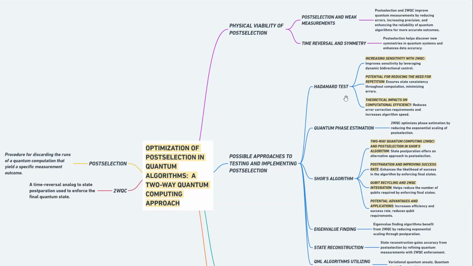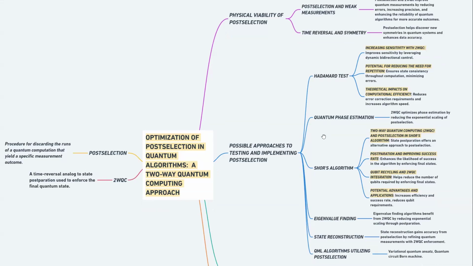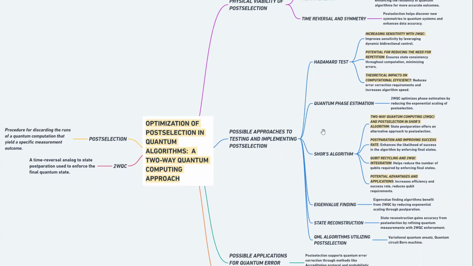Postparation could allow quantum states to be more precisely controlled during both preparation and measurement, minimizing errors and reducing the need for repetition. This enhancement in sensitivity could lead to significant reduction in the computational resources required. Let's look at how this plays into quantum phase estimation.